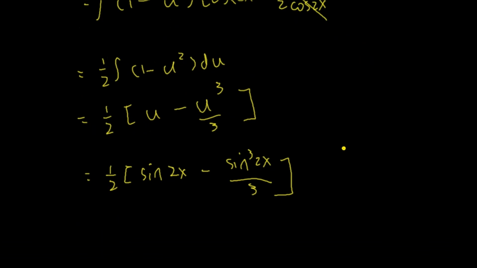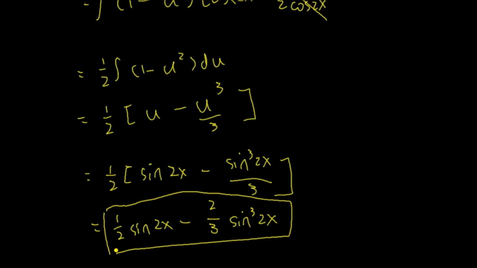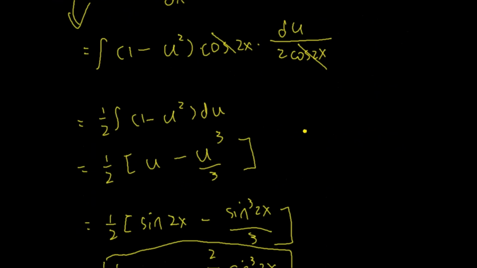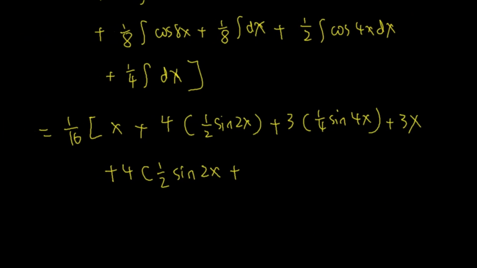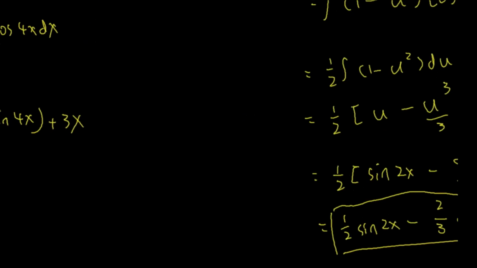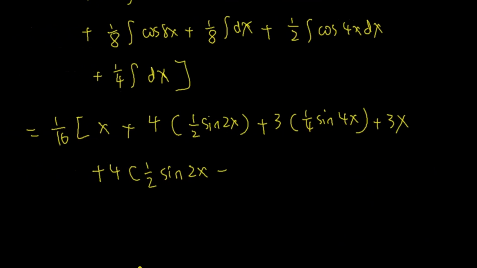Now we can distribute the 1 over 2 here. So that is 1 over 2 sine 2x minus 2/3 sine cubed 2x. So that is the integral for this. We can put that in. So half sine 2x minus 2/3 sine cubed 2x.